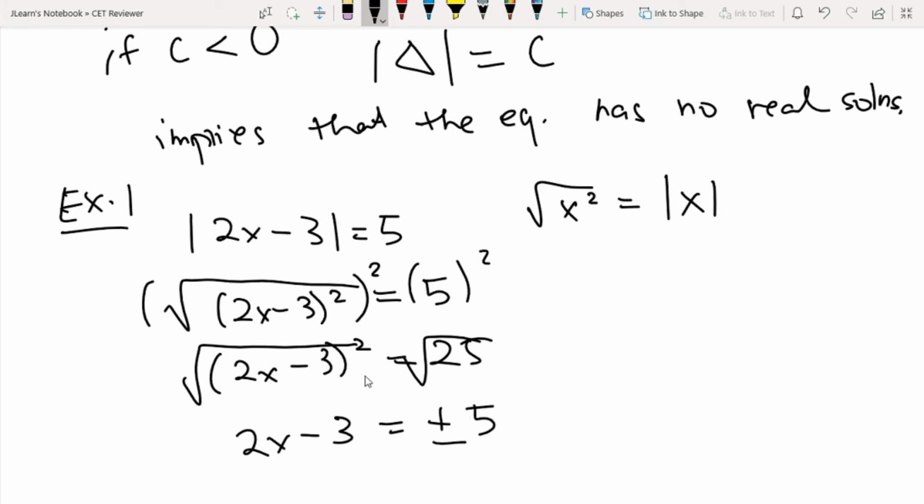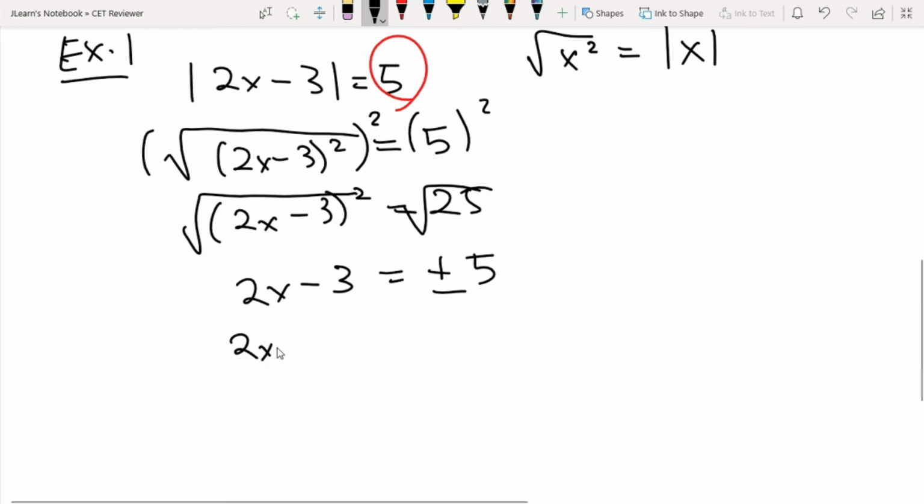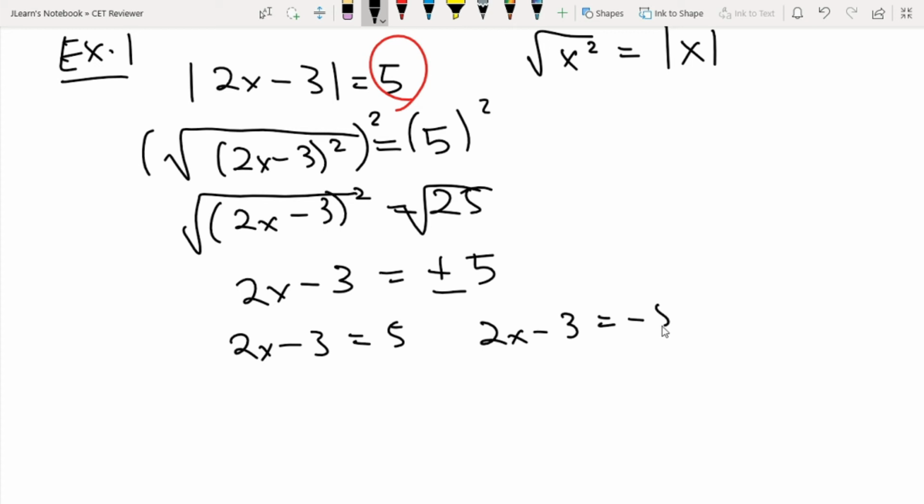Okay? So, bakit plus and minus 5? Kasi C, no? C is greater than 0. Okay? Yun yung sinabi natin kanina. So, now we can just simply solve 2x minus 3 is equal to 5 and 2x minus 3 is equal to negative 5. And we can get here na x is equal to 4 and x is equal to negative 1. So, next, let's do another example.